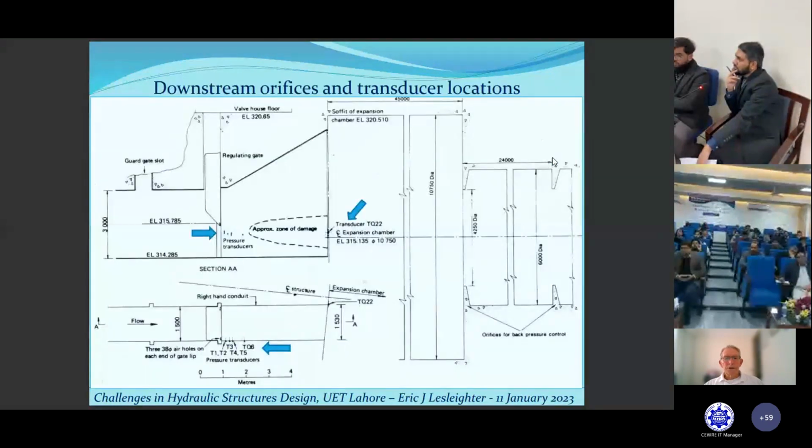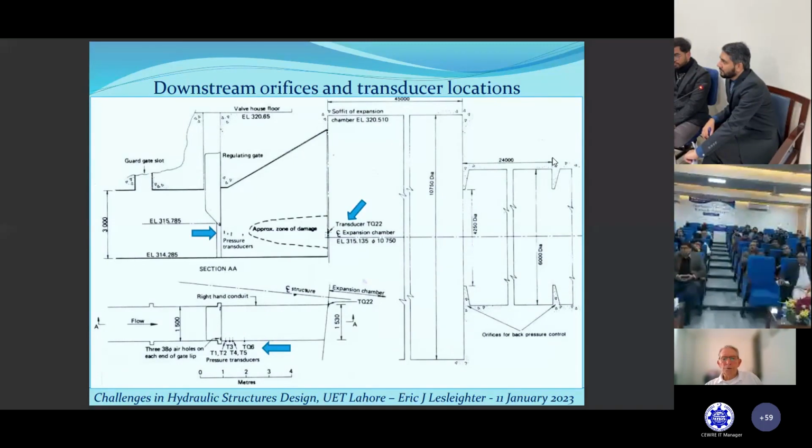Now this slide, I hope you can see it, shows downstream orifices and transducer location. It shows 3 blue arrows on the slide. Yes, we can see that. We have pressure transducers on the upstream side, and then one called TQ22, and a plan view at the bottom showing the transducers which we put in place on the side walls.